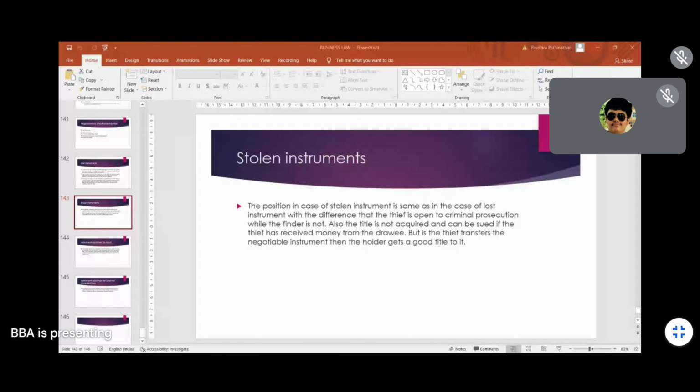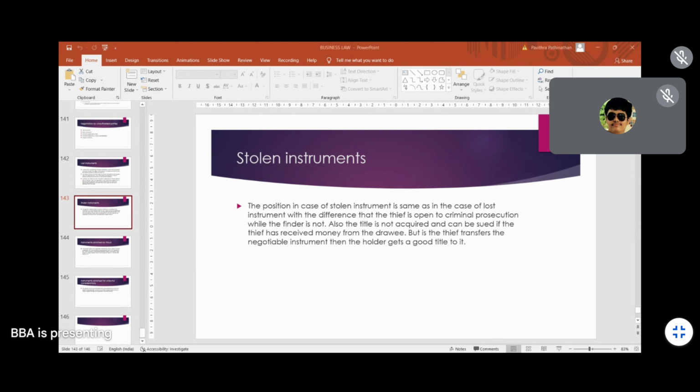What happens in case the instrument is stolen? In case of a stolen instrument, everything remains the same. All the lost instrument rules apply, but one difference is the finder. In the lost instrument case, you cannot criminally prosecute the finder, because he found it lying on the road. So you cannot go and criminally prosecute the finder. In this case, if someone has stolen your negotiable instrument, then you are free to criminally prosecute that person, who is the thief. Right?